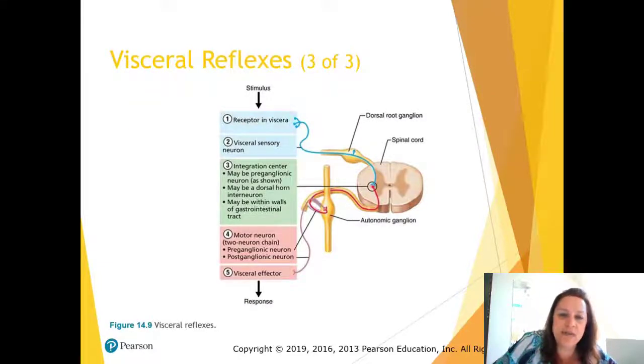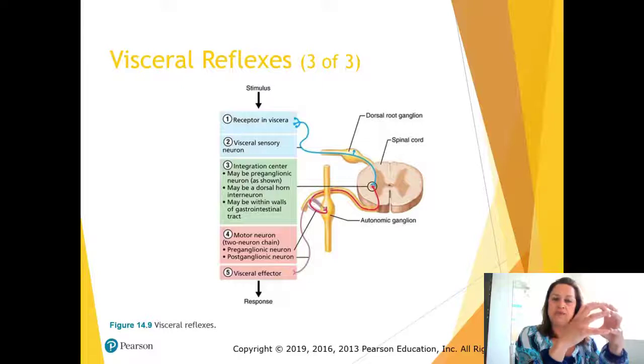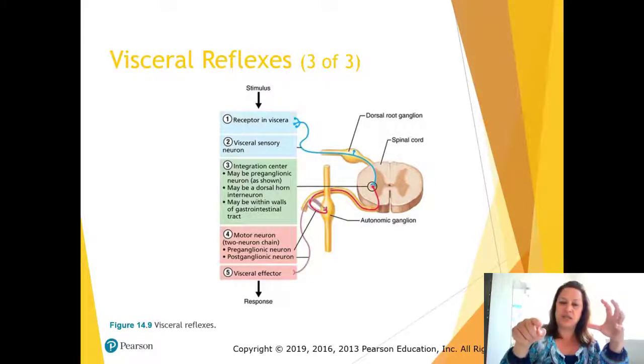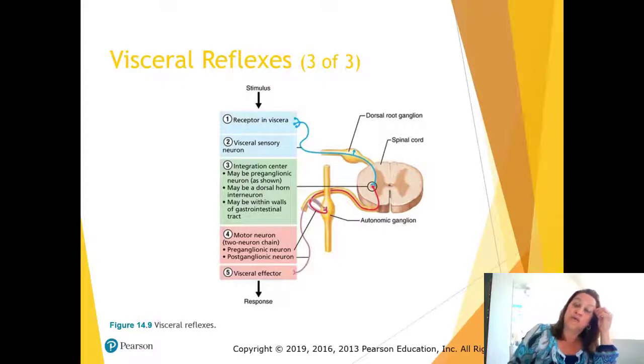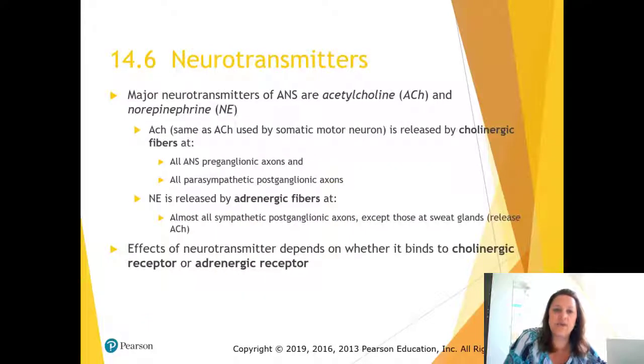All right, so you'll see here a receptor in the viscera itself, right? For example, in the bladder, the stretch receptor, when the bladder gets full, triggers and sends the information to the integration center, the spinal ganglia, and says, okay, you should go to the bathroom. And so that's going to be the response. But it's initiated within the viscera itself.